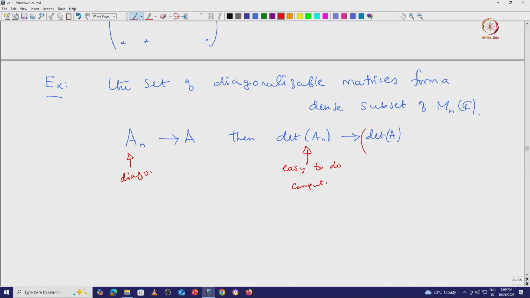So, that implies the determinant of A can be approximated in this way.